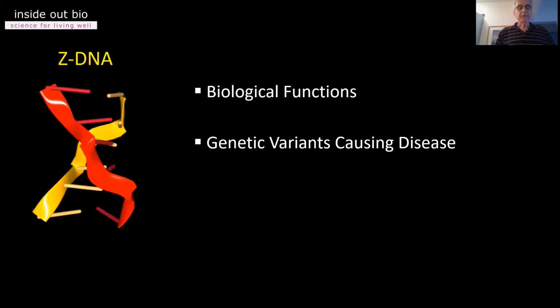Today we're going to focus on Z-DNA, and as you look at Z-DNA from top to bottom, the helical strand goes from left to right, and that's why it's called Z-DNA. We're going to talk about its biological functions and how we use genetics to show that it is an element that is active in the genome and has biological importance, both in the immune system and also in causing disease.